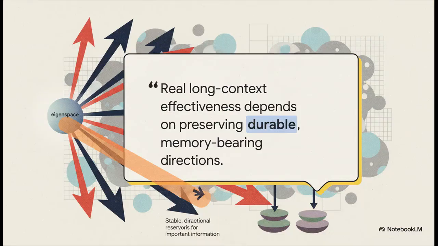So when you think about it, the real future of long context memory isn't just about making the library bigger. It's about building models that can actually protect these durable memory-bearing directions from getting drowned out by the noise of a long conversation. It's about creating stable, directional reservoirs for the important stuff.